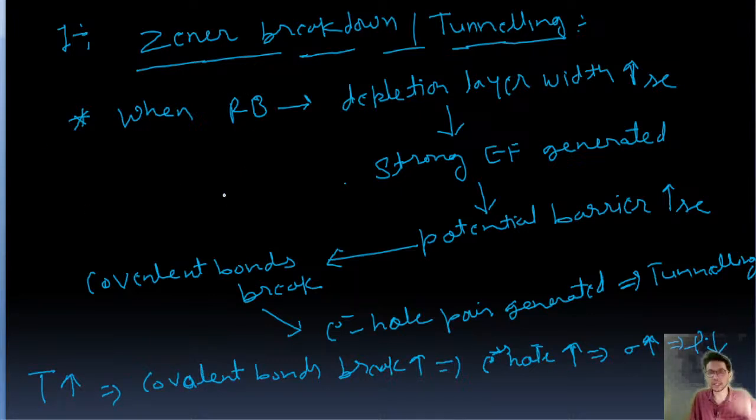So this is the general breakdown. Reverse bias, depletion layer width increases, strong electric field generated, potential barrier increases, and because of that covalent bonds break. Then electron hole pairs are generated, and there is tunneling. If you increase the temperature, more covalent bonds will break, so the covalent bond breaking will increase. That means electron hole pairs will increase, conductivity will increase and resistivity will decrease.